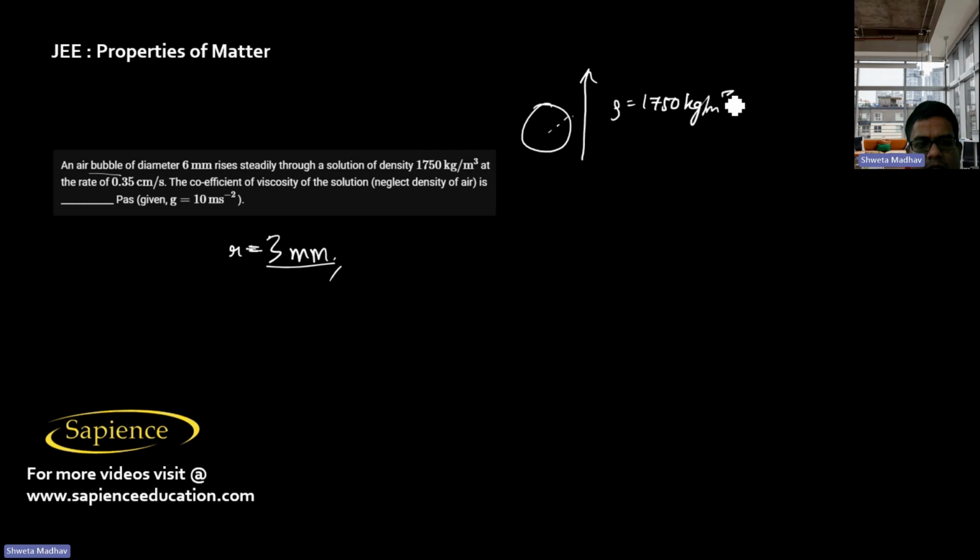And then here it is told an air bubble of diameter 6 millimeters. So it means the radius of the air bubble is 3 millimeter. It will rise steadily through a solution of density 1750 kg per meter cube, with terminal velocity 0.35 centimeter per second, or I can say it is 3.5 into 10 power minus 3 meter per second.